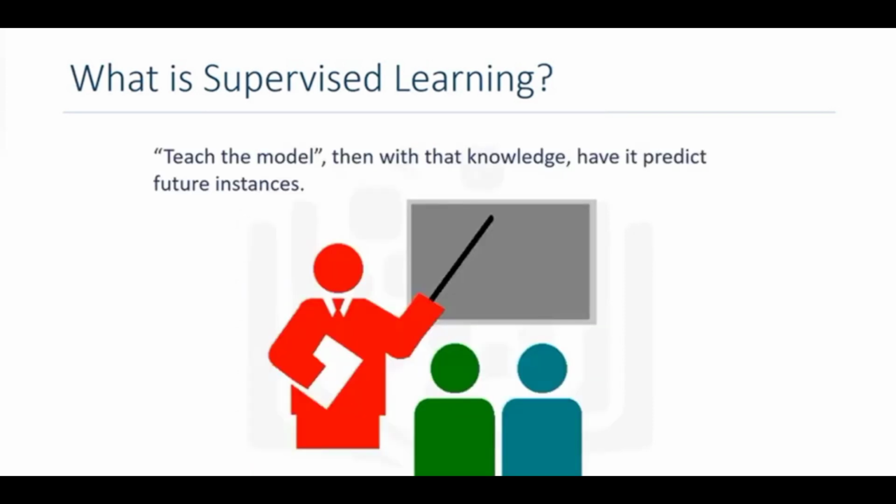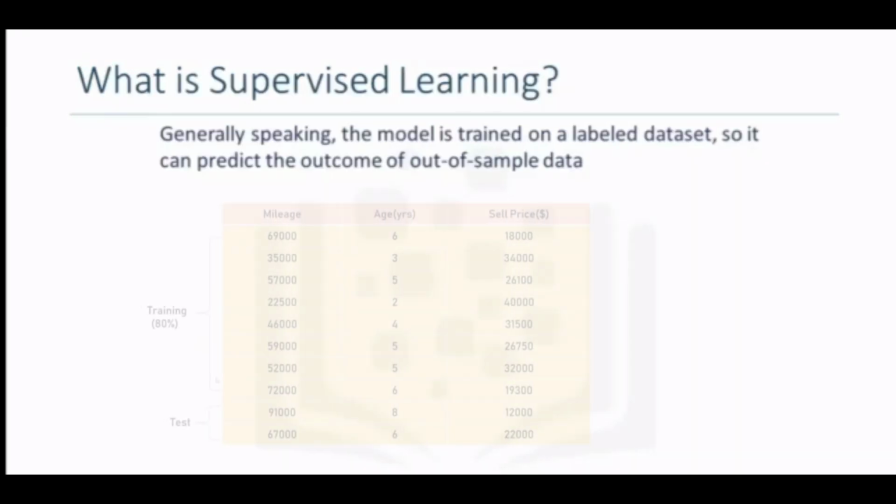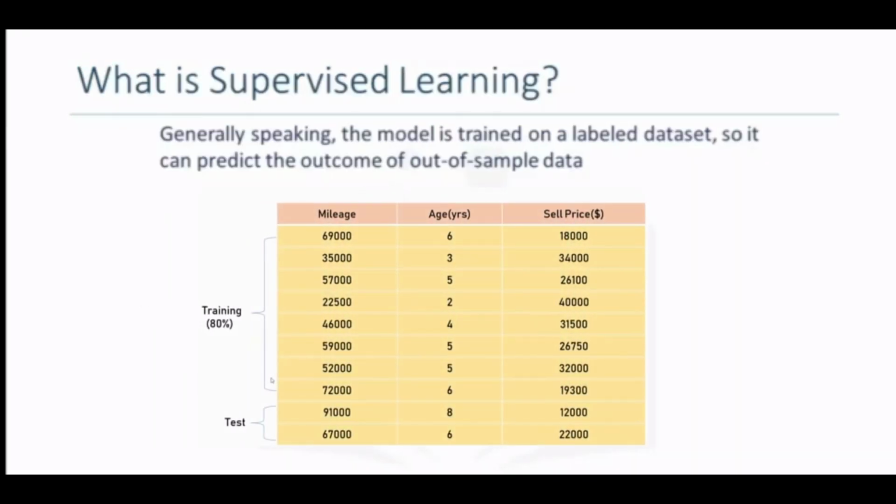So, how do we supervise a machine learning model? We do this by teaching the model. That is, we load the model with knowledge so that we can predict future instances. So how do we teach a model? To teach a model, we must split the data into two parts, the training data and the testing data, that will predict or classify by using linear regression or classification. And I will do a code demonstration for this later.